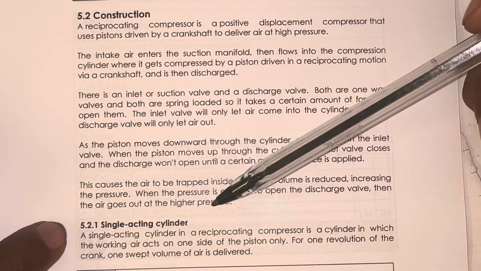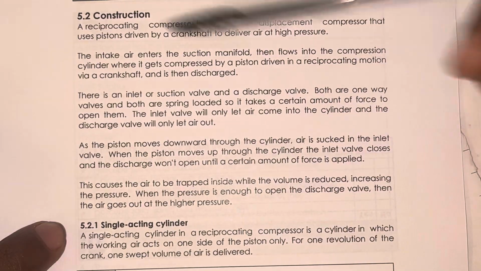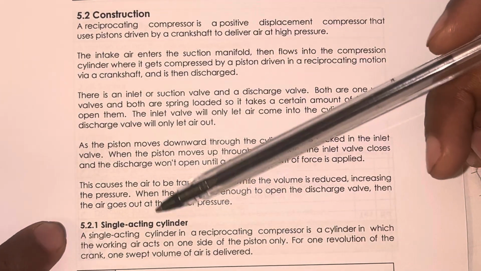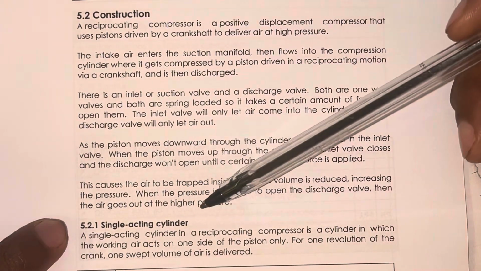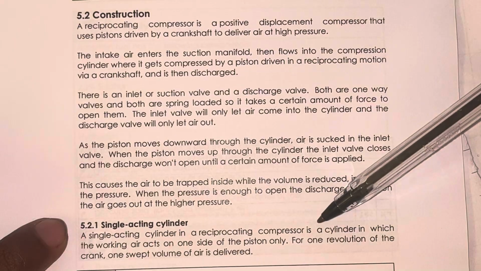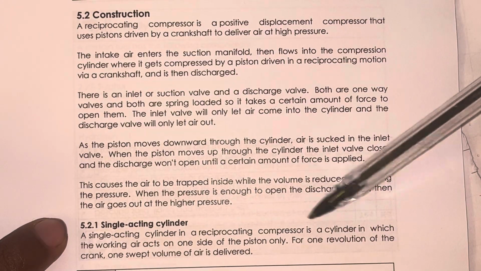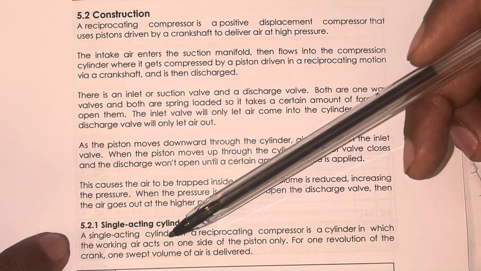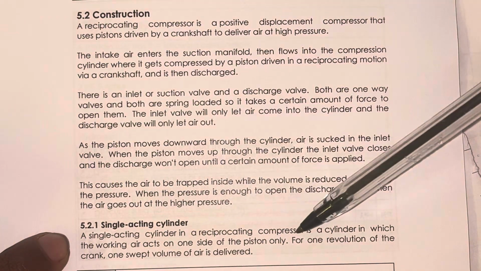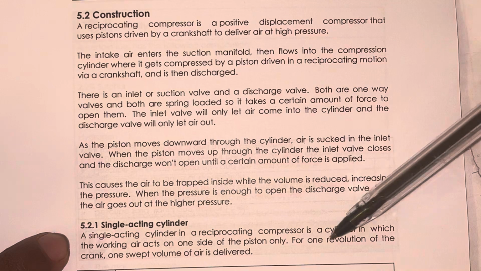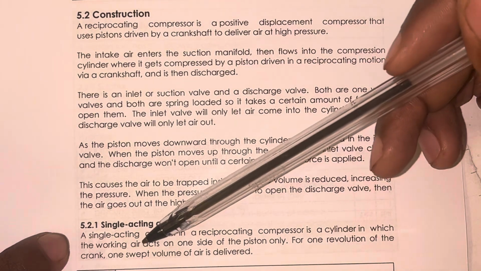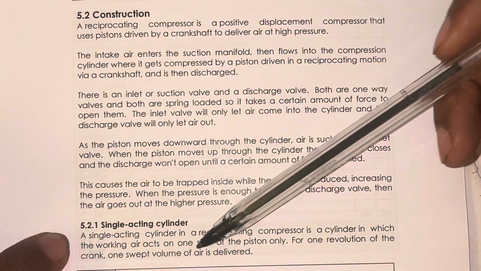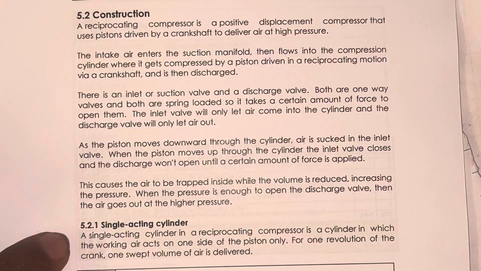Single acting cylinders form part of the construction of a compressor. A single acting cylinder in a reciprocating compressor is a cylinder in which the working air acts on one side of the piston only. For one revolution of the crank, one swept volume of air is delivered.